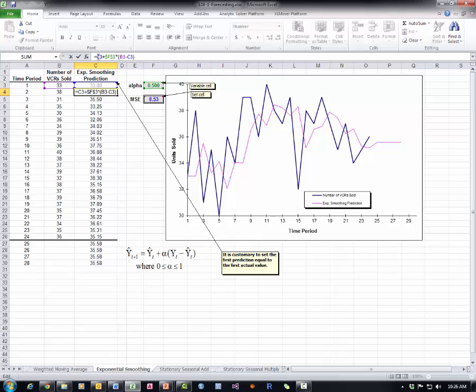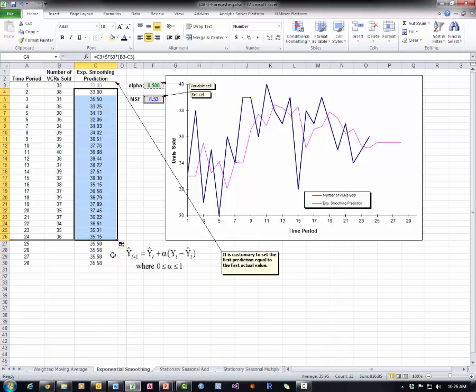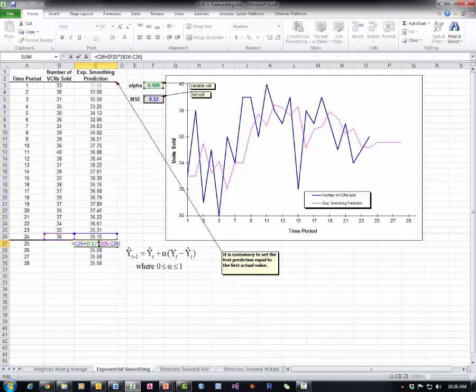The formula says your forecast is going to be the previous period's forecast plus alpha, right? Multiplied by your actual value minus your predicted value. So go ahead and do that. Don't forget to put a $ sign before the alpha, because if you copy this down, it's going to create errors. And then you just copy this whole thing down up to this point. Your period number 25 is also going to be the same formula. You can copy it down.